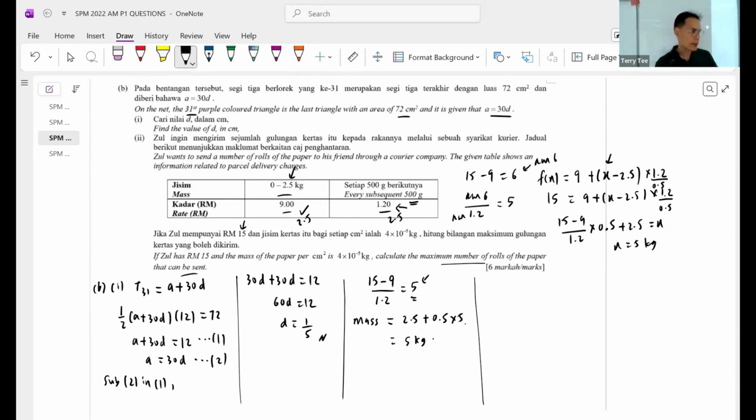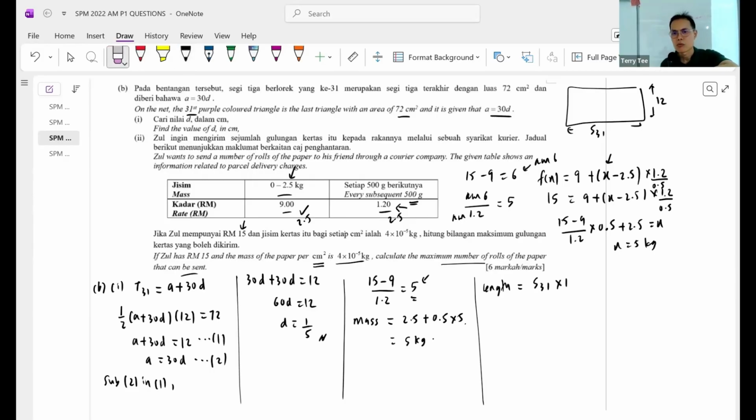But how many rolls can you send? Now we know there are 31 parts to it. Just now we already showed until 31. And we need to find the sum of your base, which is the length here. We call it S31, multiply with your height, which is 12. So let's find the total area. The total area is S31 times 12.